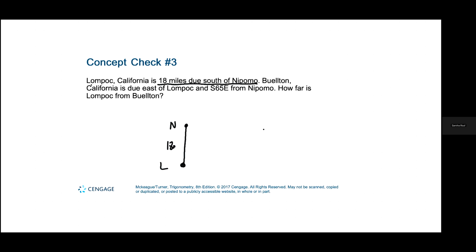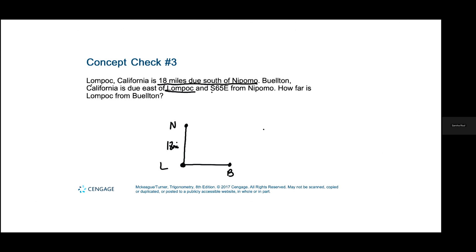Okay. Then it says Bolton, California is due east of Lompoc. So now Lompoc is the starting point and we have to go east. It doesn't tell us how much east, we just know that it's east. So, okay, let's say about here. And then it also says that the city of Bolton has a bearing of south 65 east with Nipomo.